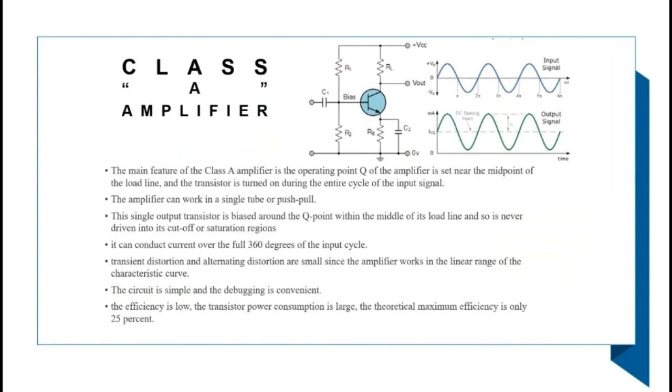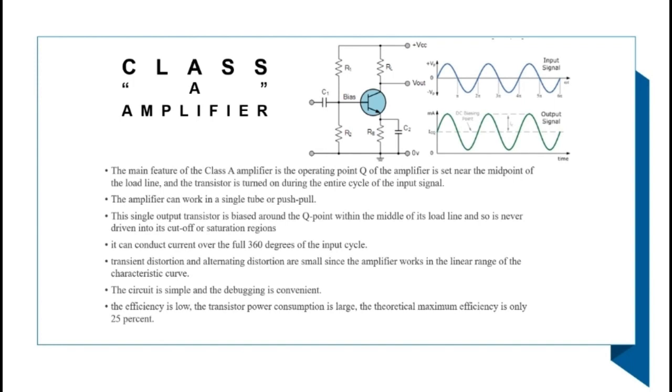What is a class A amplifier? The main feature of a class A amplifier is that the operating point Q of the amplifier is set near the midpoint of the load line, and the transistor is turned on during the entire cycle of the input signal. The class A amplifier can work in a single tube or push-pull. This single output transistor is biased around the Q point in the middle of its load line, so it is never driven into its cutoff or saturation region. It can conduct current over the full 360 degrees of the input cycle.